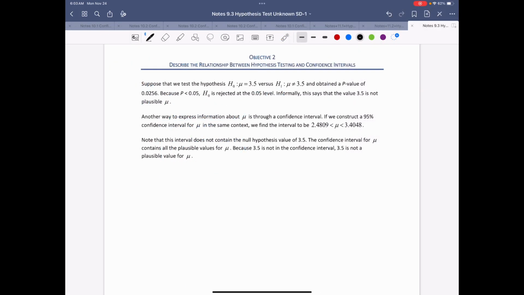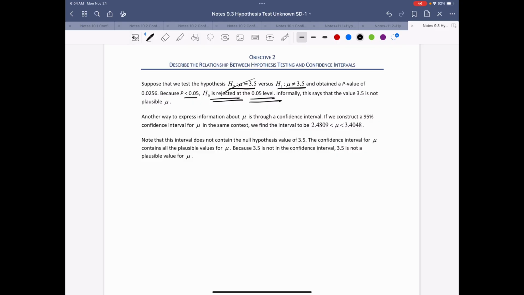A couple other things with this section. I want you to look at what we tested. Now, I had changed the alpha level to 0.01. On this part of the problem, it's going to be 0.05. And if it was 0.05, we would have rejected H0. All right, now what this is saying informally, where we reject H0, we're saying 3.5 is not plausible.